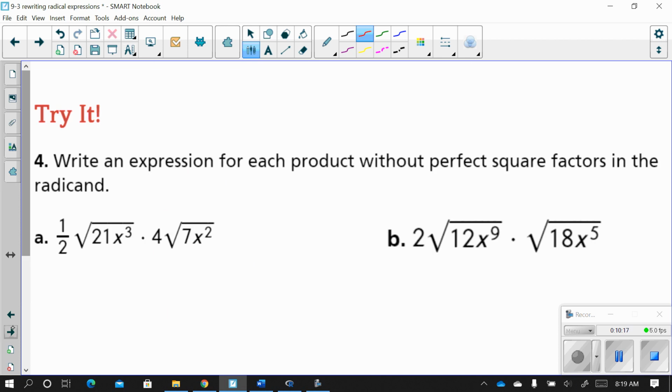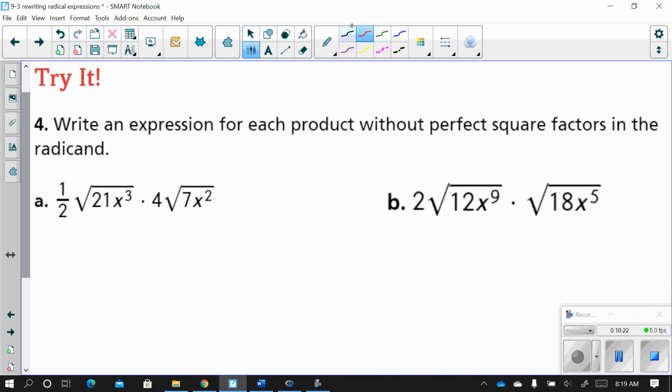Your turn. Try letter A, please. Again, you start with the coefficients. Half times 4 is 2. We're going to multiply everything underneath. 21 times 7 is 147, x to the 5th.